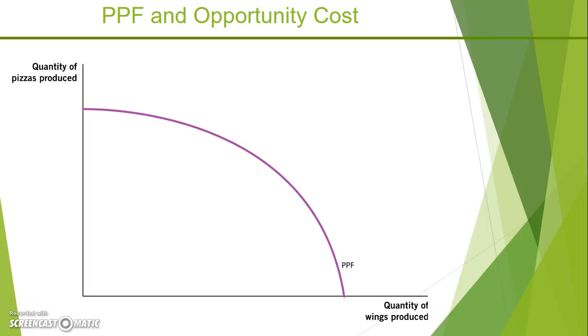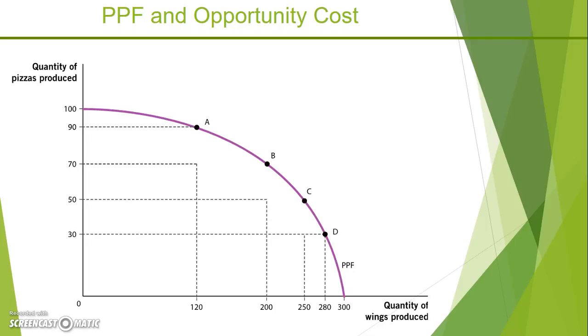So if all of its workers are working at their full strength and all of the machines are put toward working on either pizzas or wings, everything that can be used in society in order to make pizza and wings is being used in society to make pizza and wings.